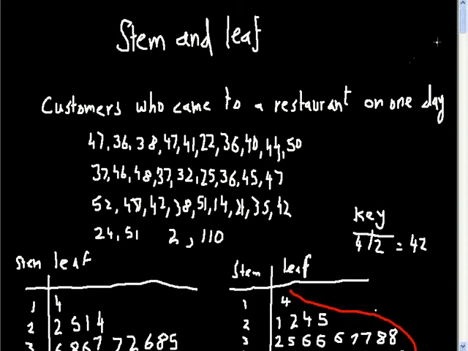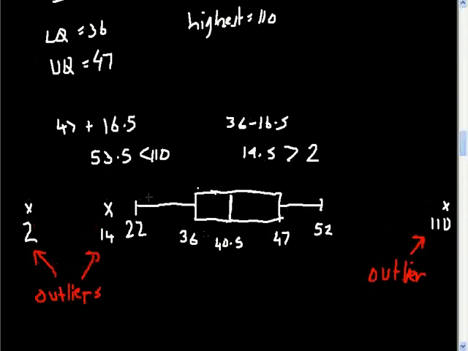You do not include the outliers in the box plot. You've got to show them as a cross, and the next value that doesn't satisfy the criteria for an outlier needs to be included as the lowest value and the highest value there.